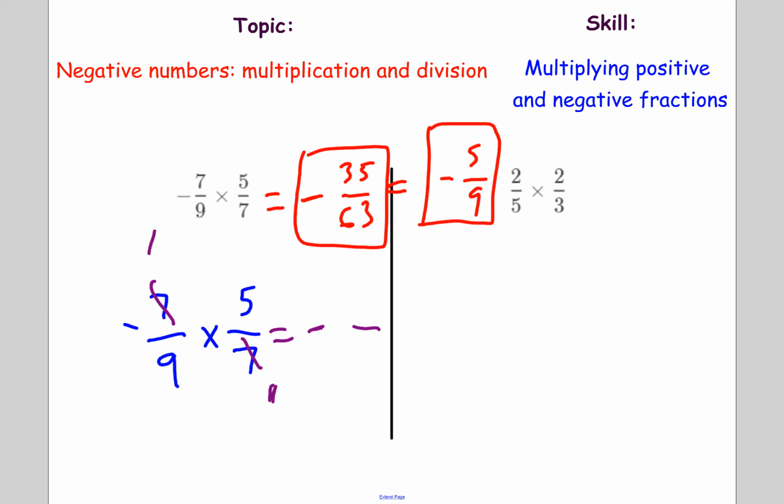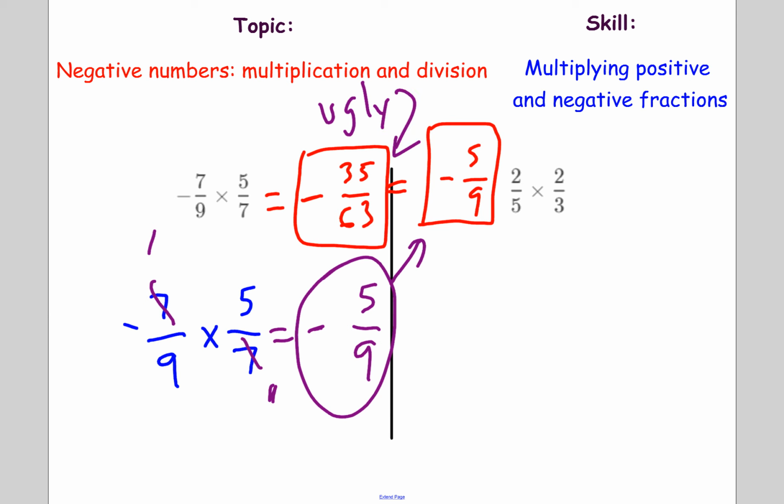And when you multiply across, the numerator is 1 times 5 is 5. Denominator is 9 times 1, which is 9. The answer is negative 5 ninths. Same as that without having to simplify this big ugly fraction. I'm going to write the word ugly right here. If you simplify before you multiply, you're going to save yourself a lot of time and aggravation.